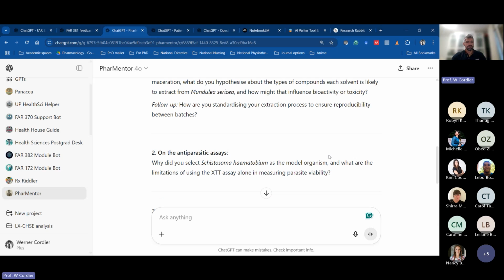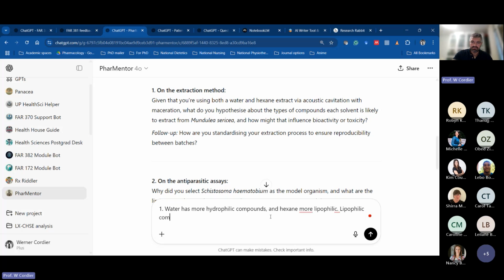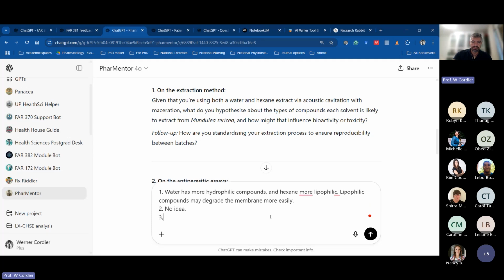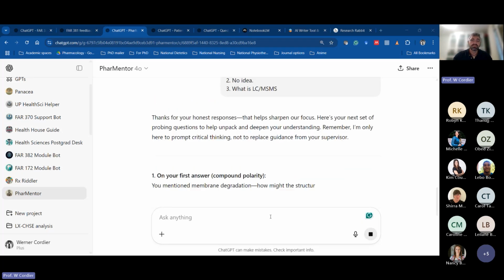So let's assume now as an entry-level student, I'm not entirely sure. So I'm going to provide answers and say, for one, water has more hydrophilic compounds and hexane more lipophilic. Lipophilic compounds may degrade the membrane more easily. For two, no idea. For three, what is LC-MS/MS? So questions or answers that might typically actually pop up during a discussion. I know some things, I don't know some things.